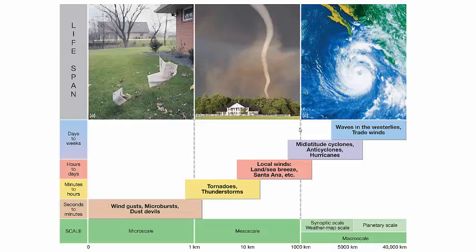This is from your textbook. It's actually a pretty good example of micro, meso, and macro. Micro, the breeze; meso, the tornado; and macro, the hurricane.